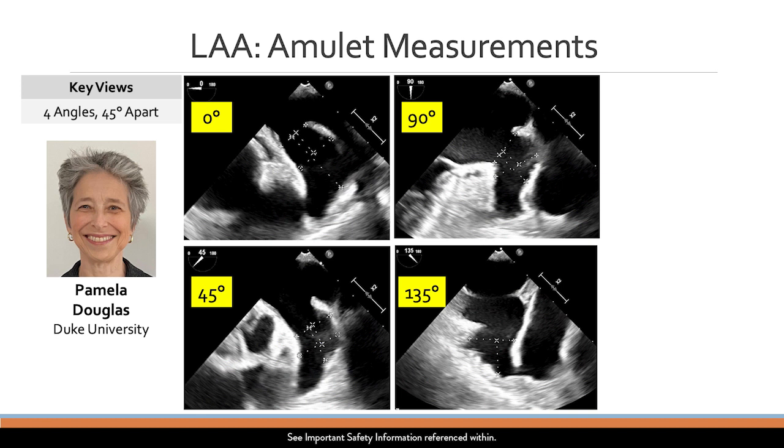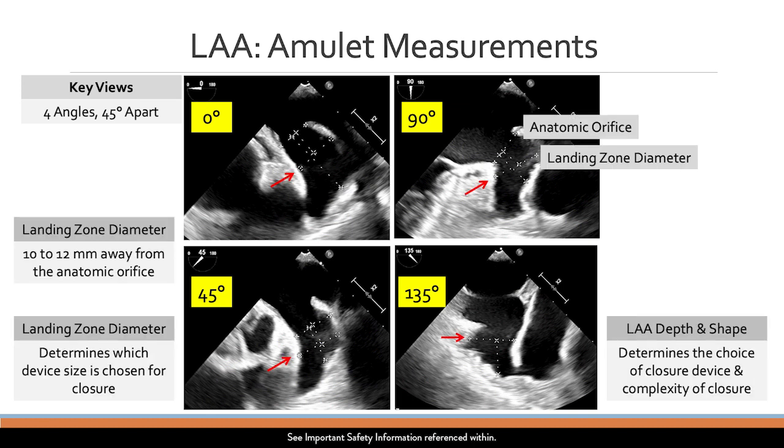And if you ever wondered who came up with this, it was from the initial trial of the competing device, Pam Douglas from Duke University. So these are 0, 45, 90, 135. I like to put them in this orientation because that makes you think immediately of biplane imaging. And then this is baseline TEE images. These are Amulet measurements that are different from the Watchman.